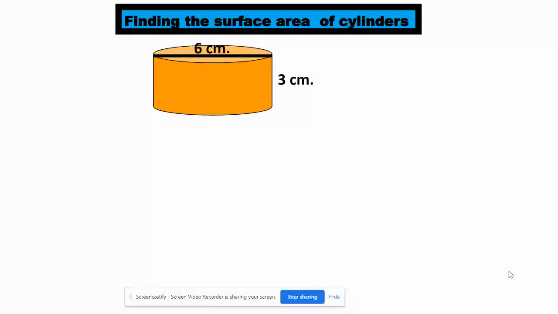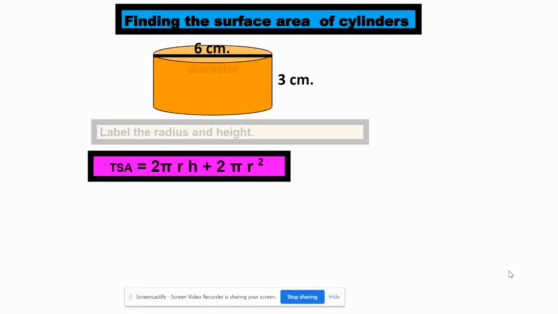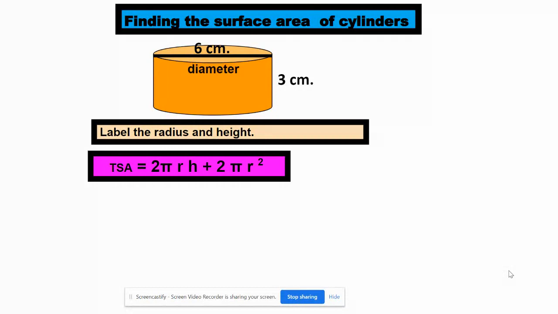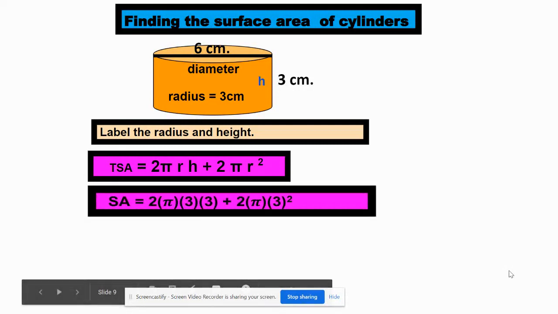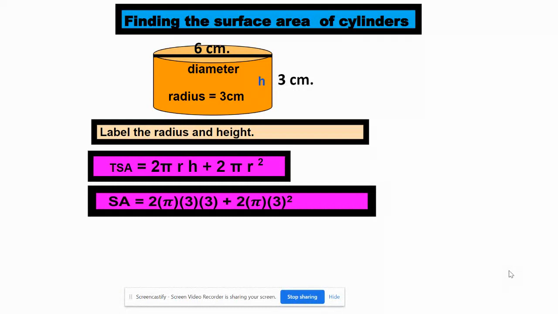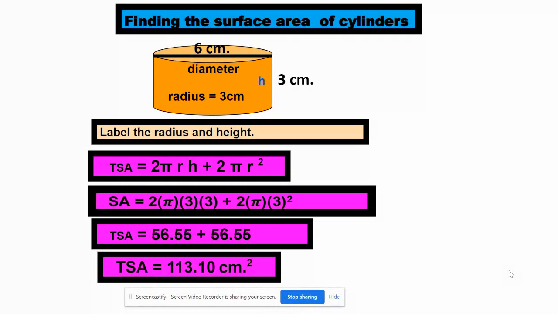Next example, we start once again with our formula. Identify the information that the formula needs, which is radius and height. We're given the diameter instead, so we need to calculate the radius by dividing the diameter by 2 and identify the height of the cylinder. Now I'm ready to substitute my values in place of my variables. Grab my calculator, put the information in the way that I have it listed. It makes it so much easier. And we begin calculating. And I get the total surface area for this cylinder is 113.10 centimeters squared.